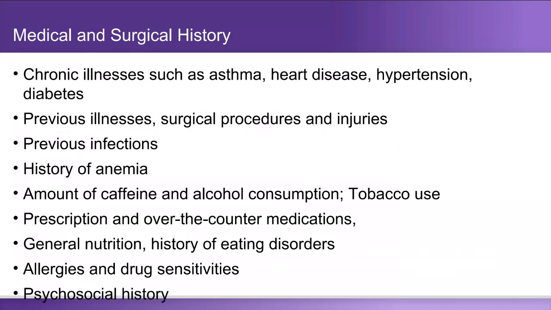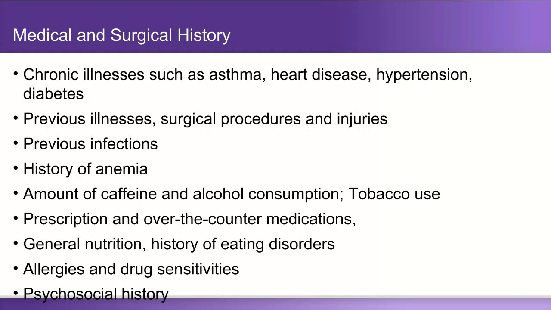Of course, as with an obstetrical history, it's also important to know their medical surgical history, and especially things that can impact pregnancy. So any chronic illnesses such as asthma, heart disease, hypertension, diabetes. With asthma, we are concerned that the women can have asthma attacks, which is obviously going to affect the oxygen that gets to her baby. We want them to know that their asthma medications are safe to take during pregnancy, and we want them to avoid having an asthma attack.